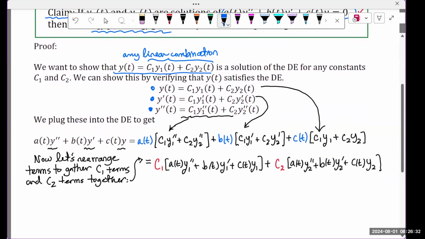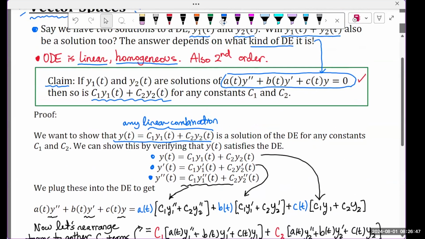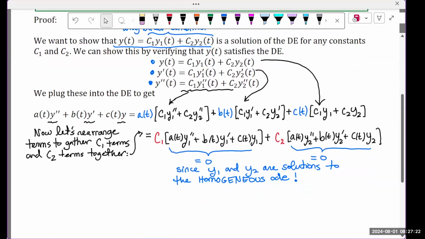What do we now notice? If you look at each of these sums, as we said, y1 and y2 are already solutions to the ordinary differential equation. So when you plug them in, since the ordinary differential equation is homogeneous, those sums end up being 0. We have therefore shown that y solves the ODE.